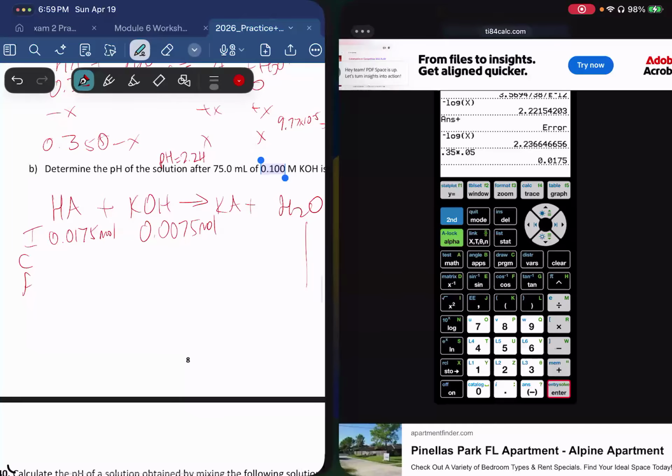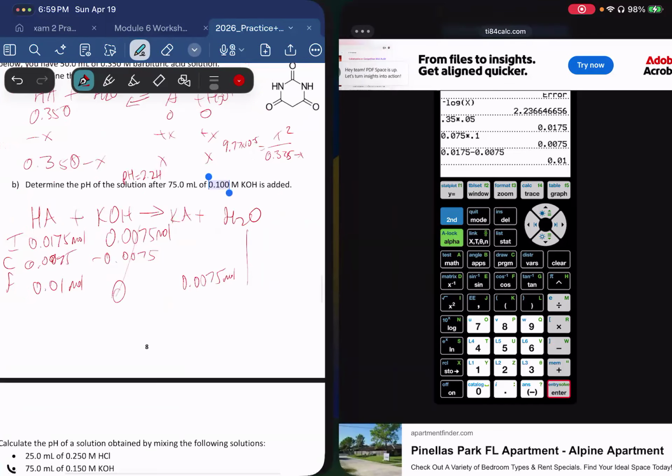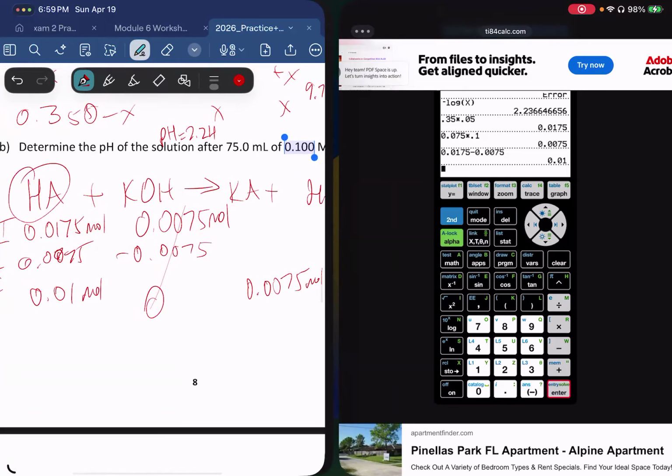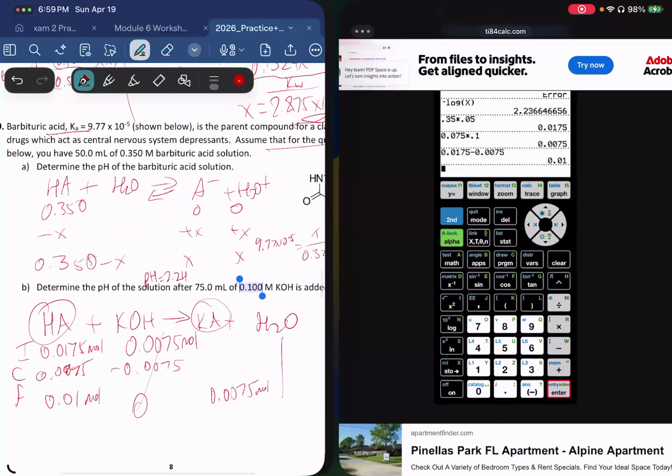And so let's see this, right? 0.075 times 0.1 is, yeah. Okay, so we see that KOH is decreasing. So we're going to do 0.0075, and this subtracts, it gets 0, right? We subtract these two values and we get 0.01 mole of acid. And over here you have 0.0075 mole.